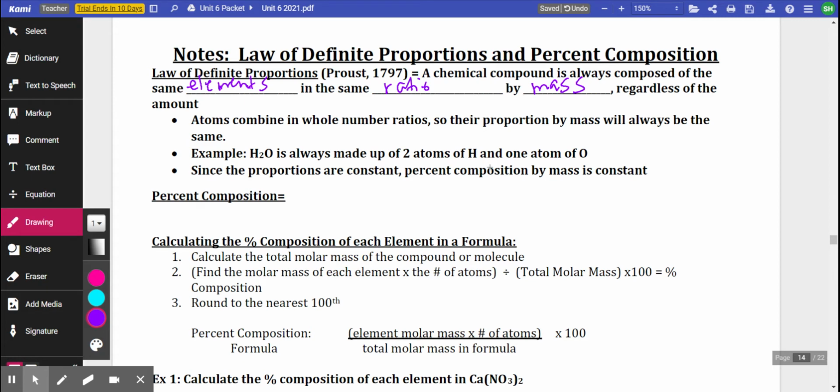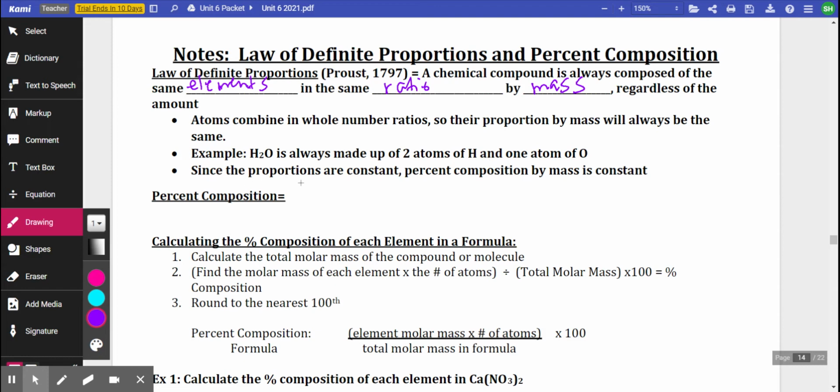So no matter how much water you have, that percentage is always going to be the same, which is kind of nice because then we can work backwards. If we have an unknown compound, we can work backwards and try to figure out the identity of that compound by analyzing it and seeing what percentage that pure substance has of each element, and you can find the ratio of the different atoms in that compound, thus getting the chemical formula.